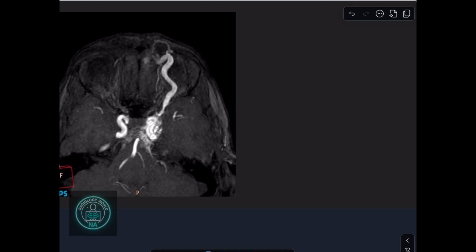You can see that there is a very prominent vessel in the left retro-ocular region. Here you can also see that in the region of the cavernous sinus, this is not normal. It is looking very bulky, and if you compare it with the right side, relatively it is bulky. So this is a classical case of a carotid cavernous fistula.